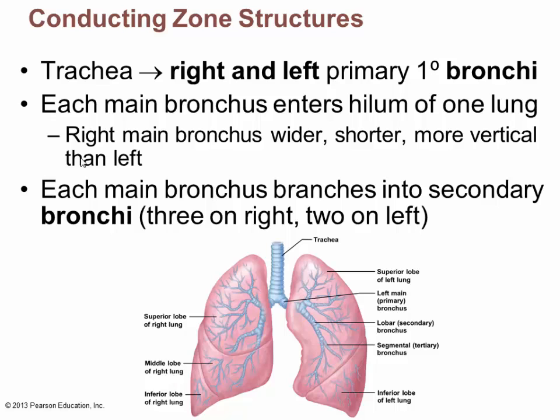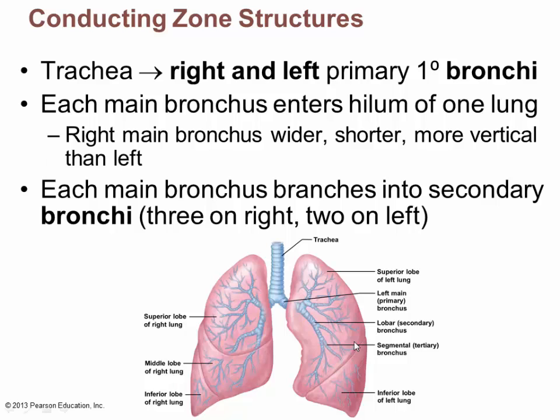Now the right main bronchus is wider, shorter, and more vertical than the left main bronchus. So if food or anything has gotten through everywhere else and ends up there, this is where you can get foreign objects stuck, as in this right main bronchus.